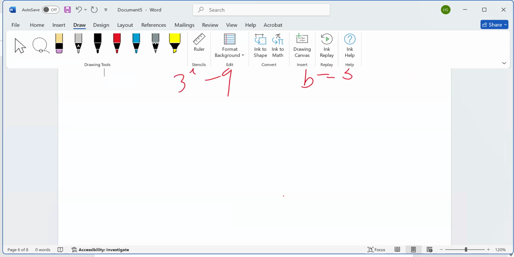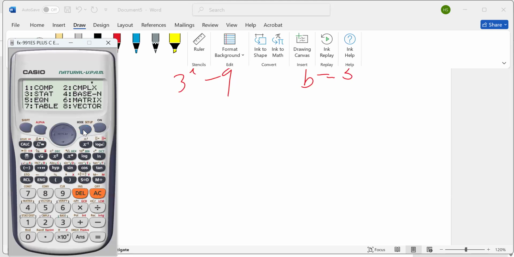The simplest way to do this is to represent it graphically on your calculator. So take out your calculator. When you check your calculator, you are going to go to mode, and then on mode, you are going to go to the table mode. According to the calculator that I'm using, it's 7. So I'm going to press 7. And then after that, I have 3 to the power of x.